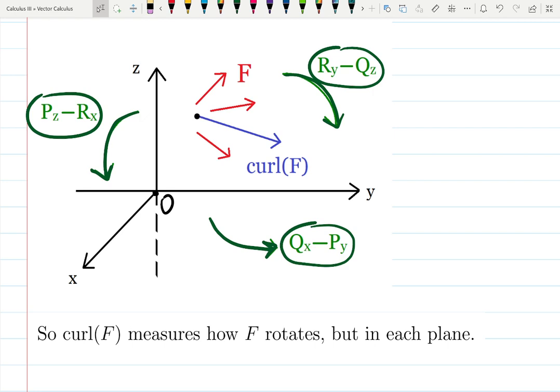Yes? Does curl work for 3 dimensions, or does it work for any number of dimensions? It will go to upper dimensions. Yeah, good question. That's going to go upper, yes. That's best.